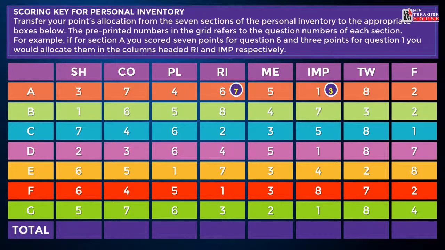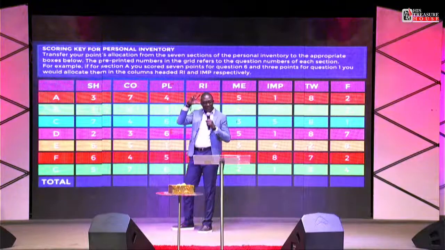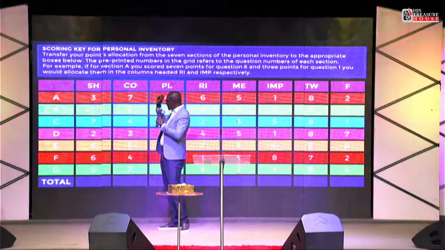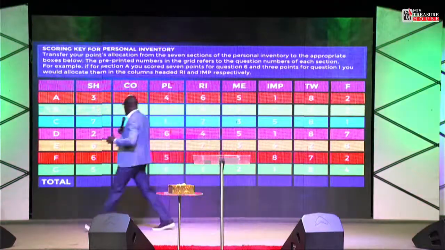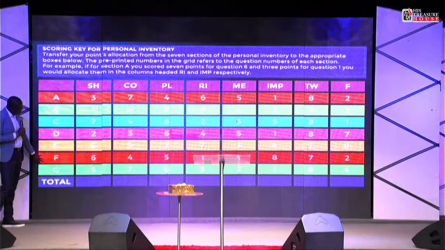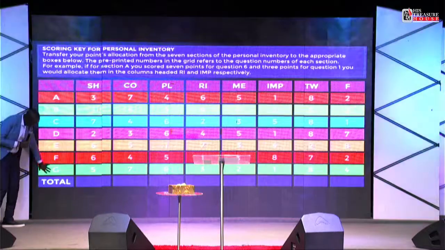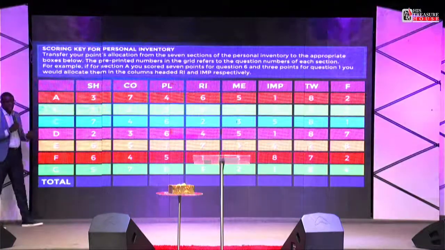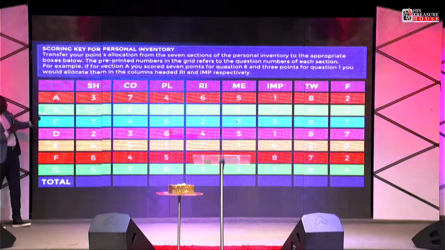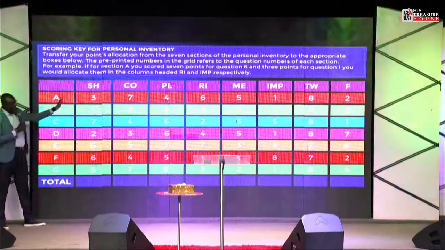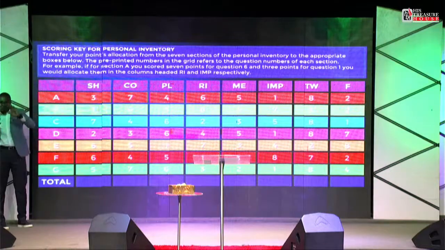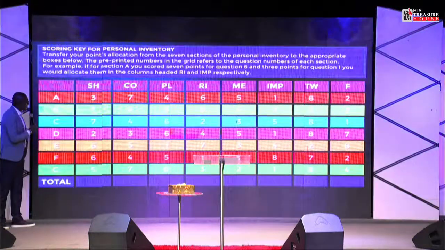It refers to the question number of each section. In other words, if you look at A, you will see numbers. Those numbers represent the statement in each of the sections. So you see A, B, C, D, E, F, G, indicating the sections. This vertical line represents each of the sections that you have filled. Now, the horizontal line represents the statement in each of the sections. So you see, there are numbers scattered, but if you look at the numbers, you will see it's 1 to 8, indicating each of the 8 sentences that you filled.